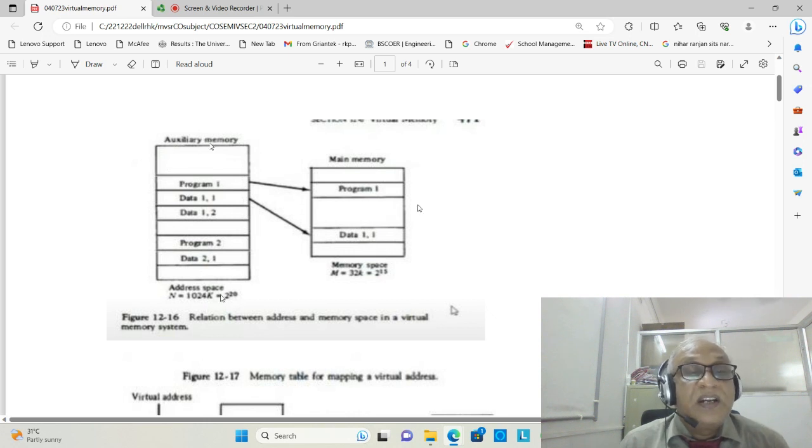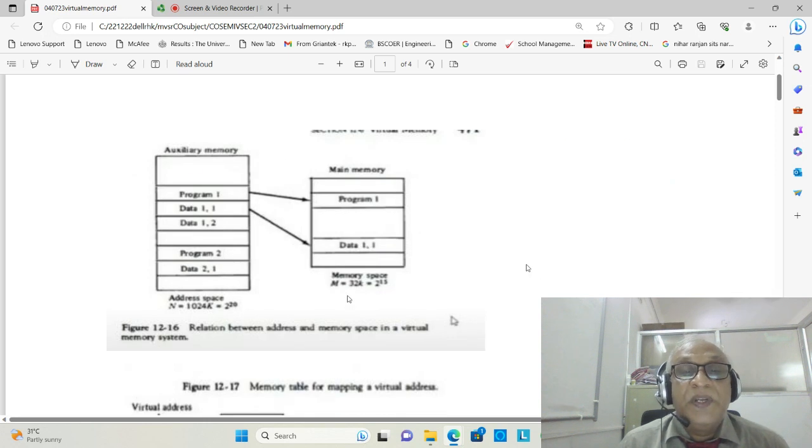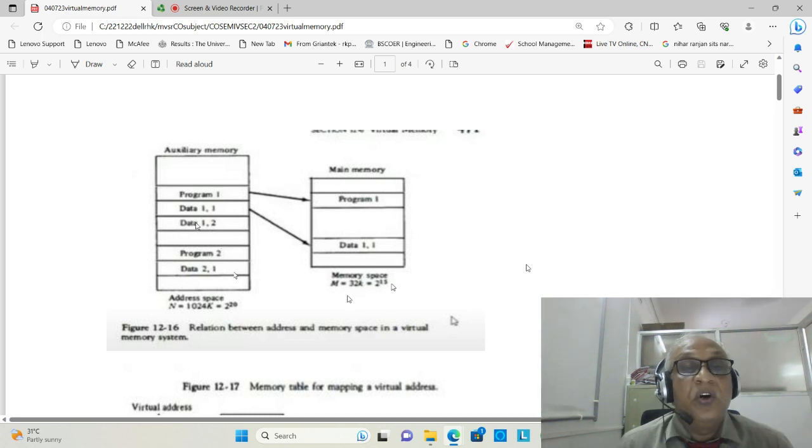The address space is denoted by n, and in this diagram the virtual logical address space n has a value of 1024K, which indicates 2 to the power of 20 address lines. The memory space on the right side is the physical memory, and here the memory space size is 32K, and the number of address lines is 2 to the power of 15. So this is how the interrelationship between the address space and memory space occurs.